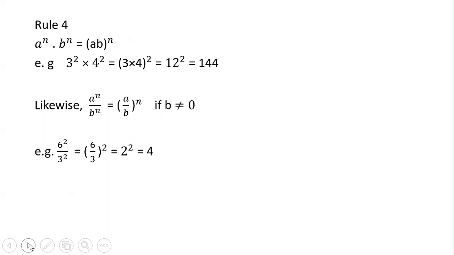Okay. Then in rule number 4, if the bases are different and the indices are the same, we multiply the bases and we raise it to a single power, which is N. For example, we multiply 3 with 4, then we raise it to power 2 since the exponents or the powers are the same, to get something like 12 raised to power 2.